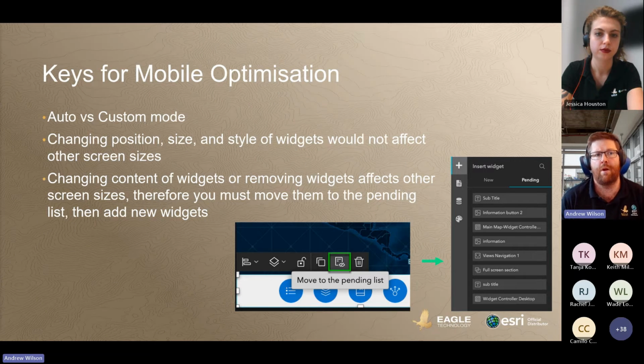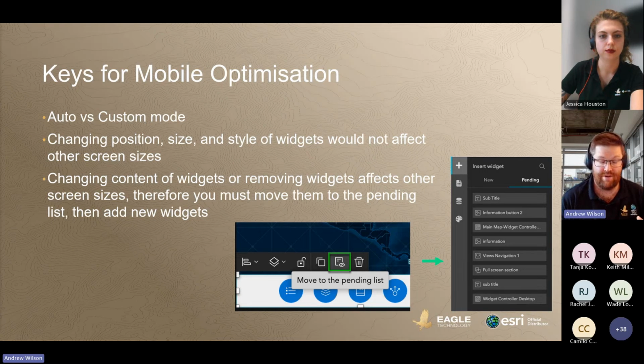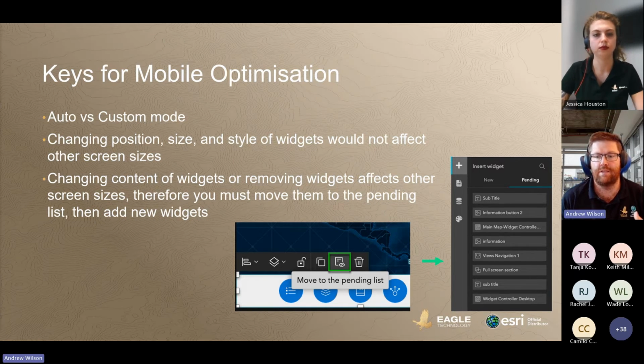So when we look at mobile customization, we have the auto versus custom mode, which I'll touch on a wee bit more in the next slide. But essentially, what we're looking at is changing the position, size, and style of our widgets that aren't going to impact our other screen sizes. So we want that usability on the different screen sizes based on a scenario. So we can do this by changing the contents of the widgets or removing widgets that affect other screen sizes.